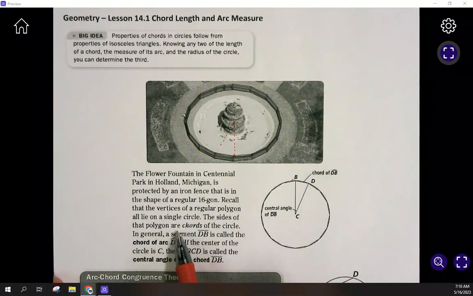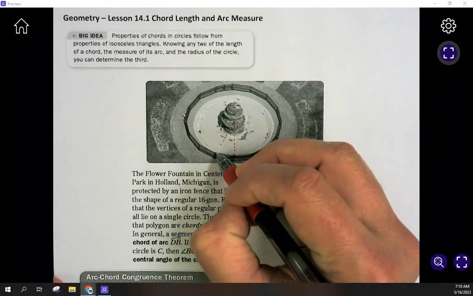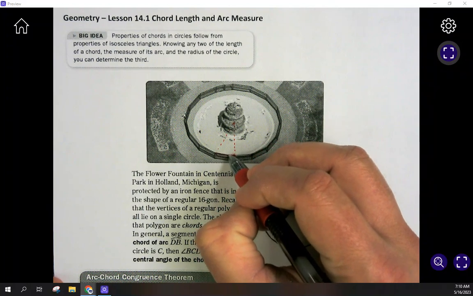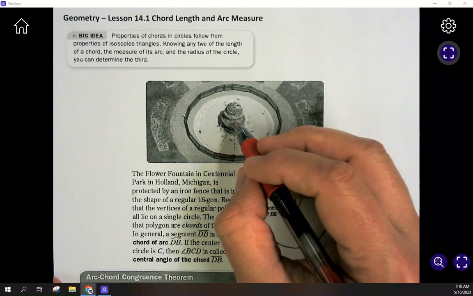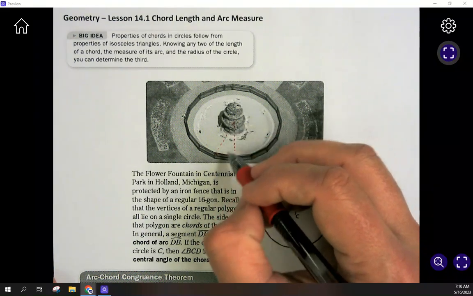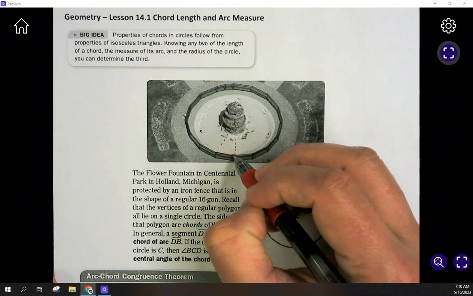The sides of the polygon are considered chords. So we know the circle continues outside, and then the side of the polygon is this line that connects one point on the circle to another point on the circle. We've looked at different kinds of lines that go through the center of the circle. A chord does not. It goes from one point on the outside of the circle to another point.